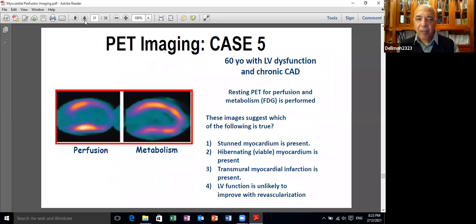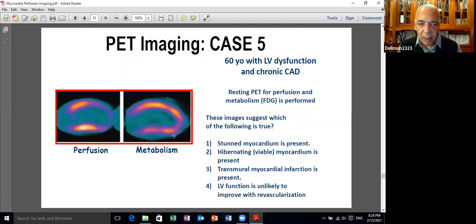Now, this is case number 5, a 60-year-old patient with left ventricular dysfunction and chronic coronary artery disease. He had a resting PET for perfusion and metabolism. As we said, we usually use rubidium for perfusion and fluorodeoxyglucose for metabolism, the way I told you. And this is the picture during perfusion. This is a vertical long axis view, same areas that I explained with the SPECT imaging, and this is the fluorodeoxyglucose, which is a metabolism.